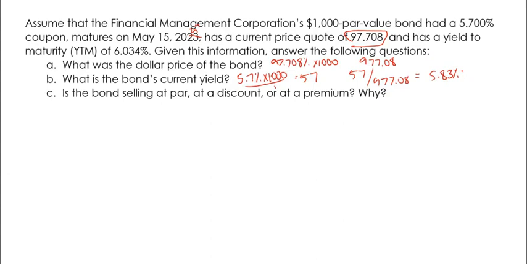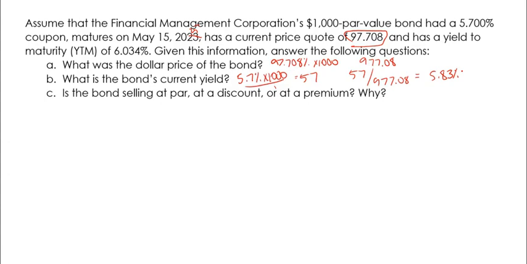This bond's yield to maturity is 6.034, while its current yield is 5.83%. The yield to maturity is higher than the current yield because the yield to maturity includes some price appreciation. So from today until May 15th, 2025, the bond price is going to increase by $22.92.